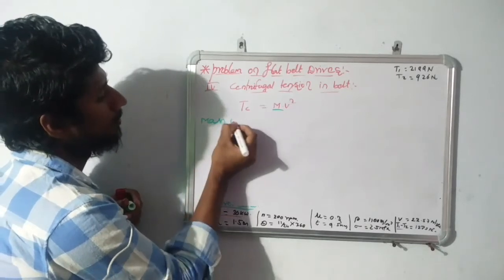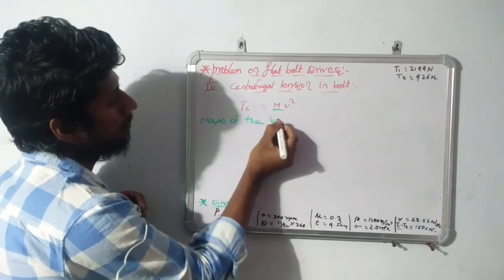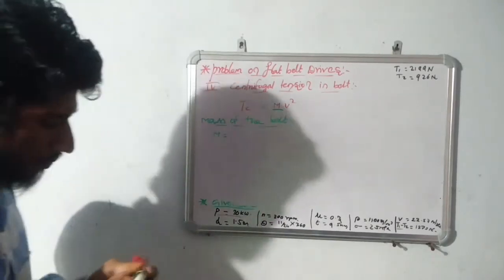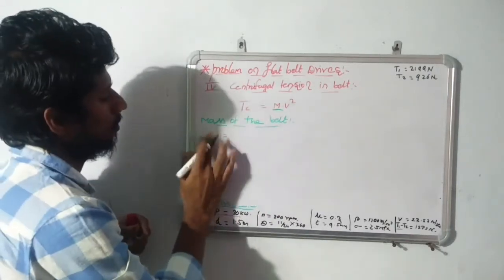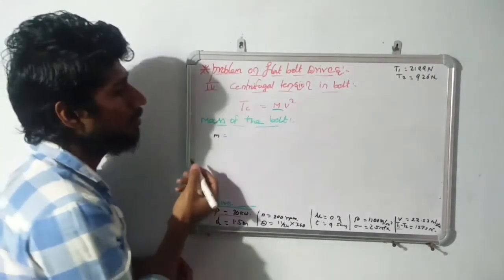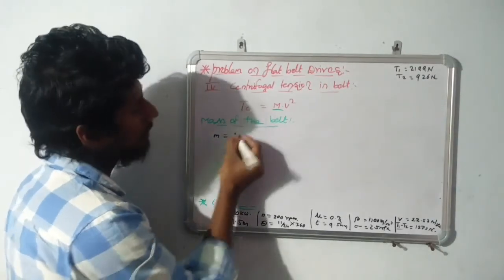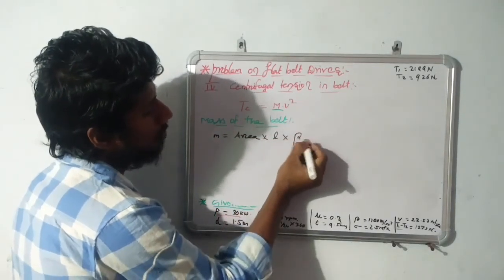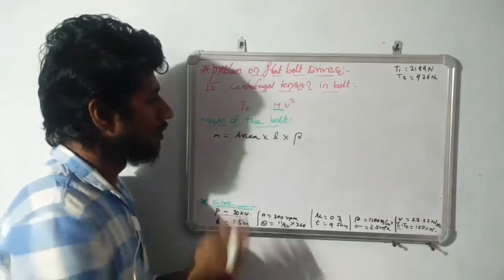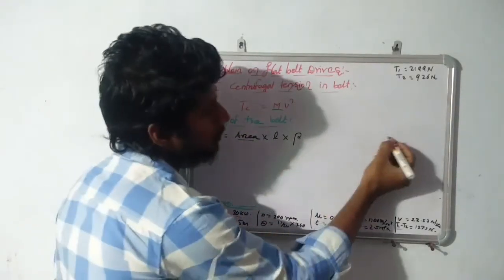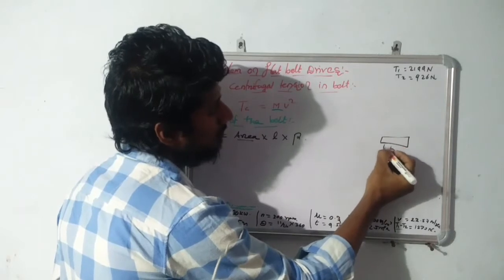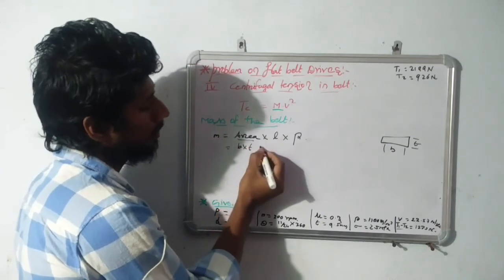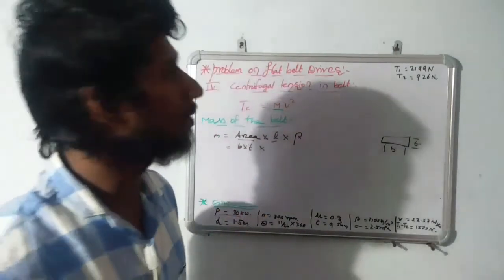So the mass of the belt is denoted by small m. The mass of the belt is nothing but the area of the belt into the length of the belt into the density of the material. So here, how do we get the area? It is a flat belt, so the area is the width of the belt into the thickness of the belt. So B into T into the length of the belt here.